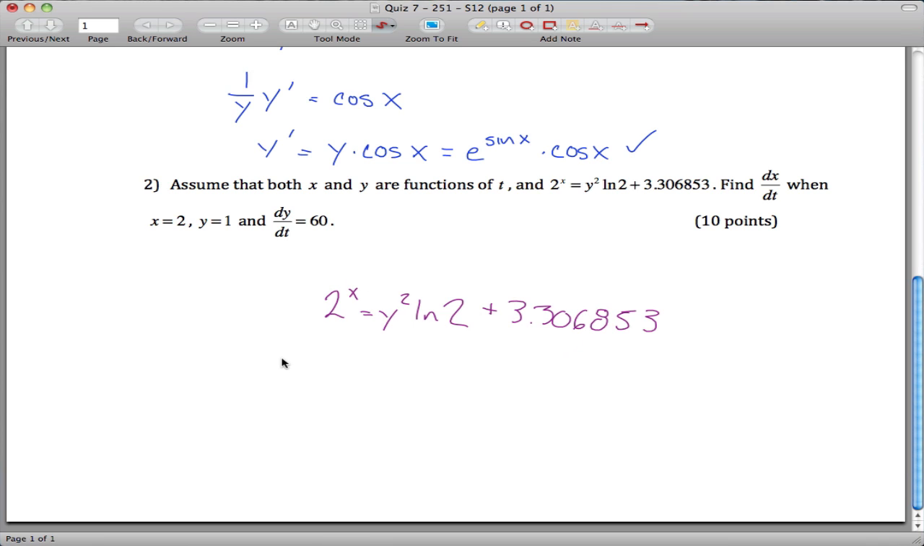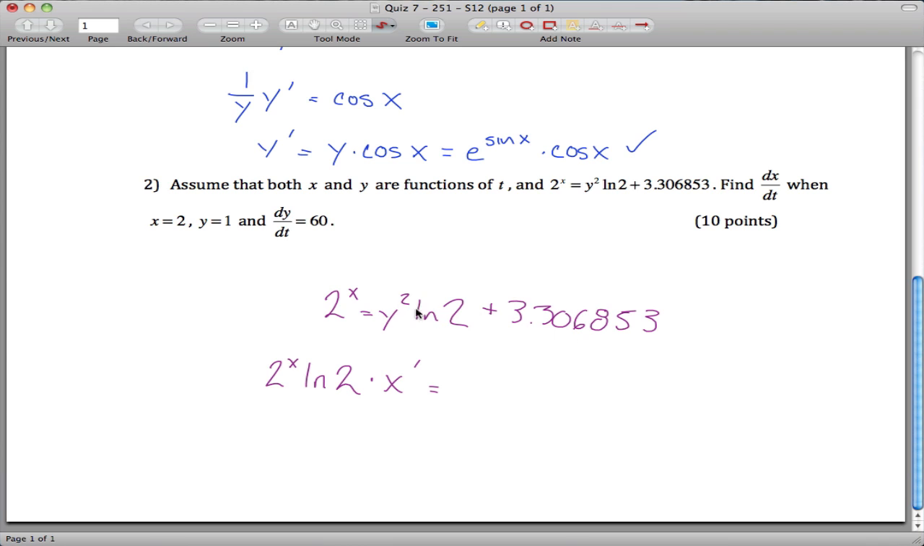Anyways, take the derivative of both sides. Derivative of 2 to the x. You might think it's 2 to the x natural log of 2, but we're not done here because x itself is a function. So this is a chain rule over here. Outside function, I guess it's 2 to the x. The inside function is x. X itself is a function. So we have to multiply that by x prime.